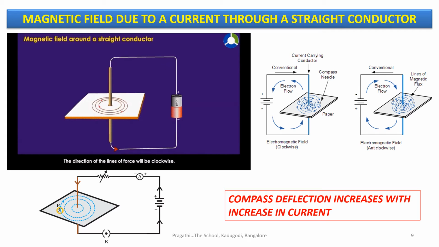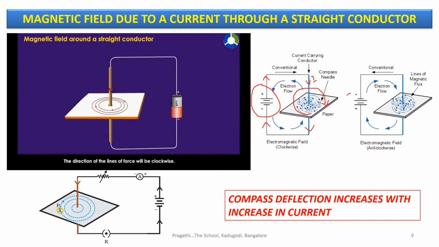If current is flowing from positive and it's coming up to here, and it is coming to negative, what is happening? You can see it is clockwise. That means the direction of current is from top to bottom. Remember, from top to bottom it is coming. If you see from top, the direction of magnetic field will be clockwise.